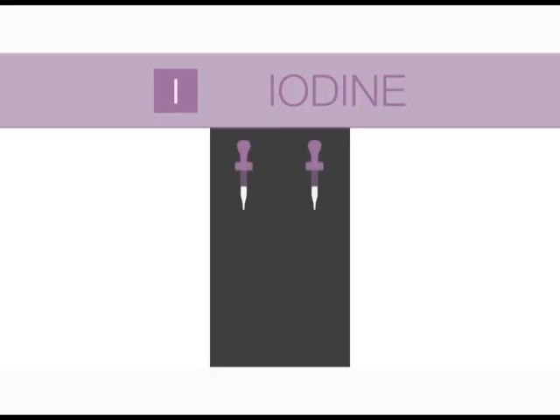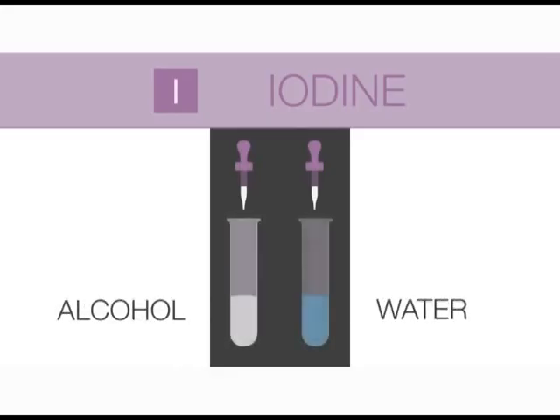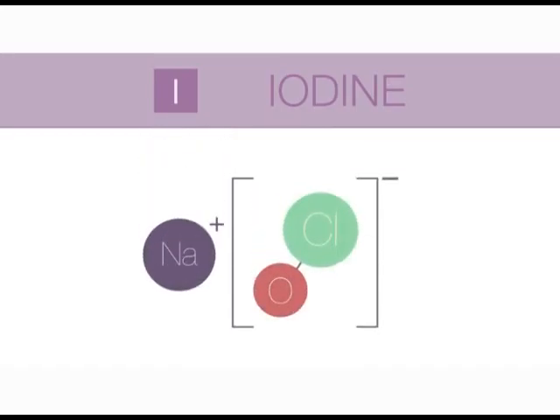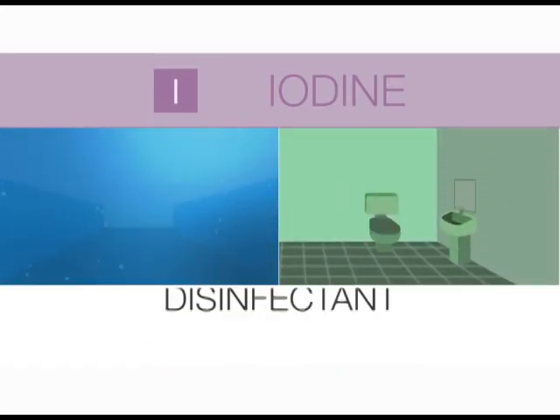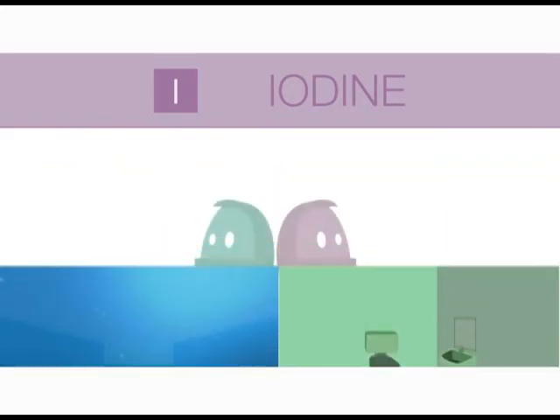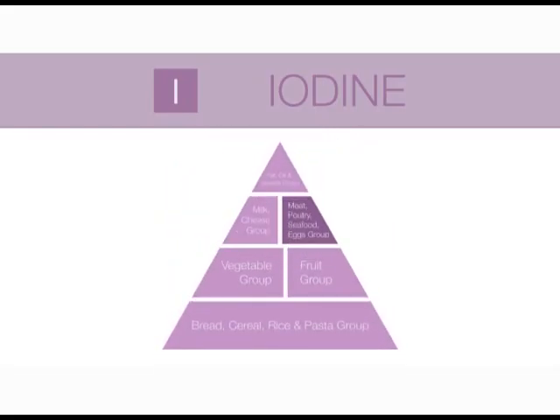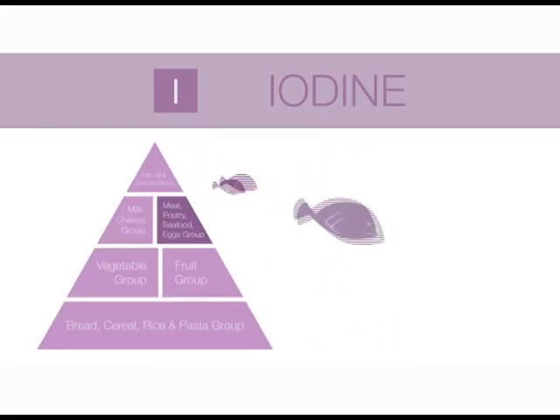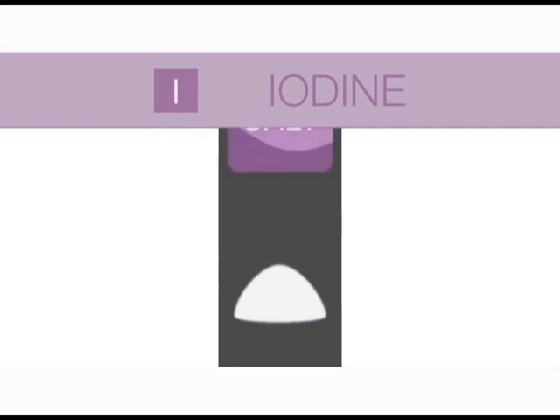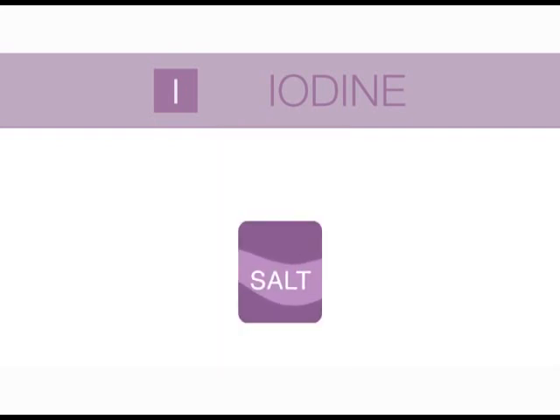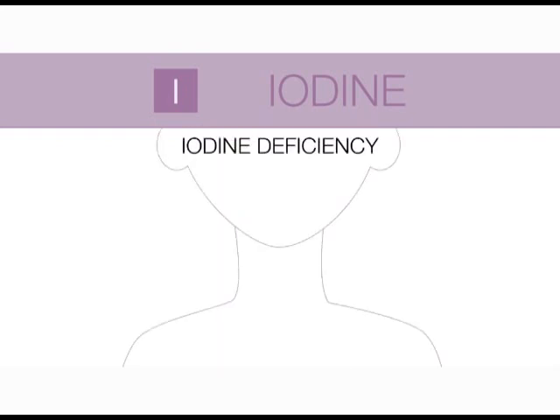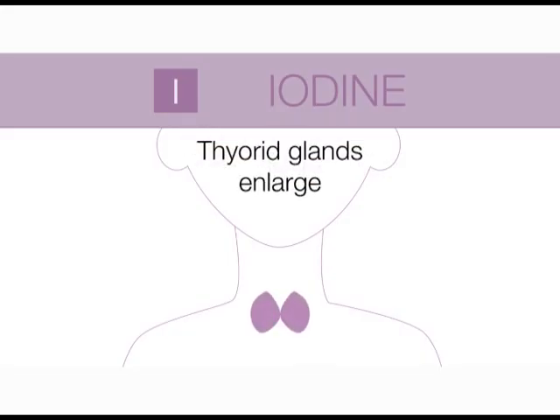Iodine can be dissolved in water or alcohol to be used as an antiseptic. Like disinfectants, an antiseptic also kills germs but is mild enough to be used on the skin. Iodine is needed in the diet and comes from seafood or iodized salt. Iodine deficiency leads to enlarged thyroid gland, a condition called goiter.